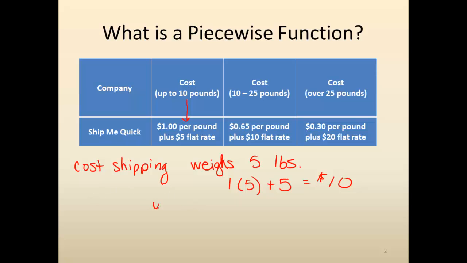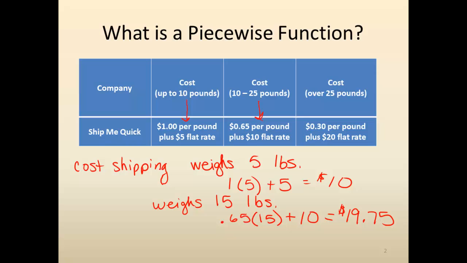Now, if I wanted to find the cost of something that weighs, say, 15 pounds, I'm not going to use that same formula because 15 doesn't fit into this cost domain. It fits in this second one. So I would apply the formula where it's 65 cents for each of the pounds plus a $10 flat rate. If you pull out your calculator, 0.65 times 15 plus the $10 flat rate, you're going to pay $19.75.